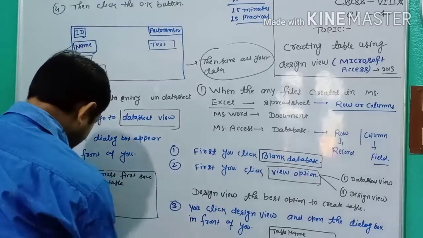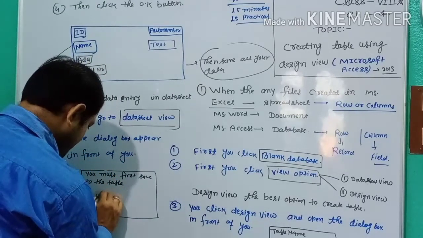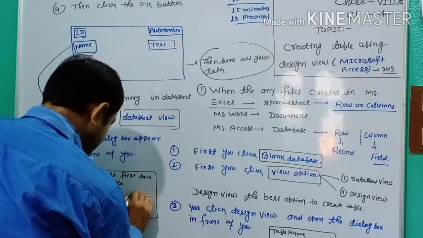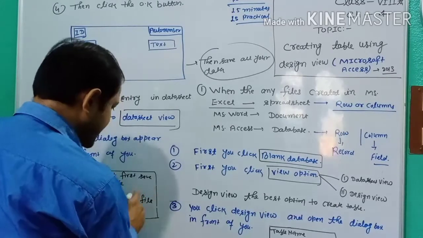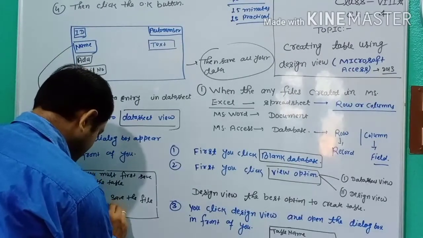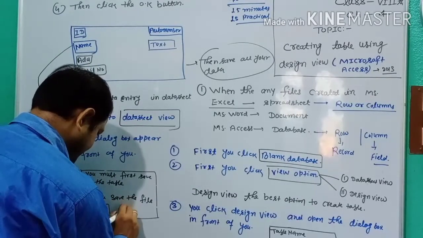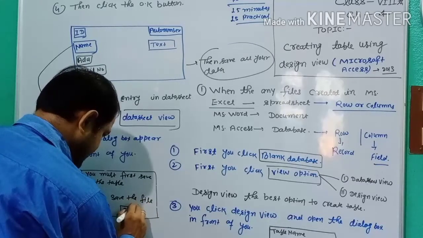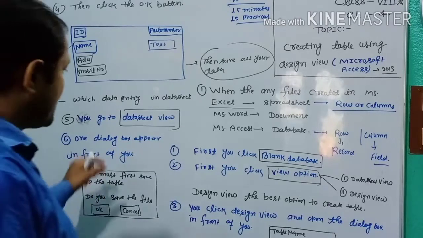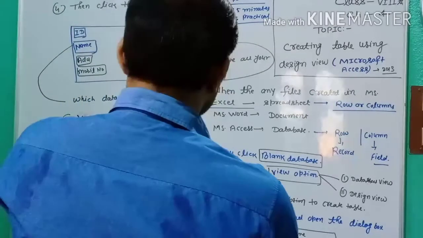Then it asks, do you want to save the file? The question is asked again. There are two options, OK and Cancel. You just click the OK button. All the data you have to save.